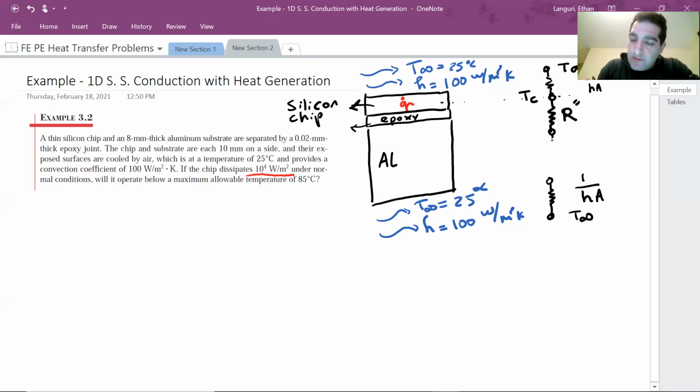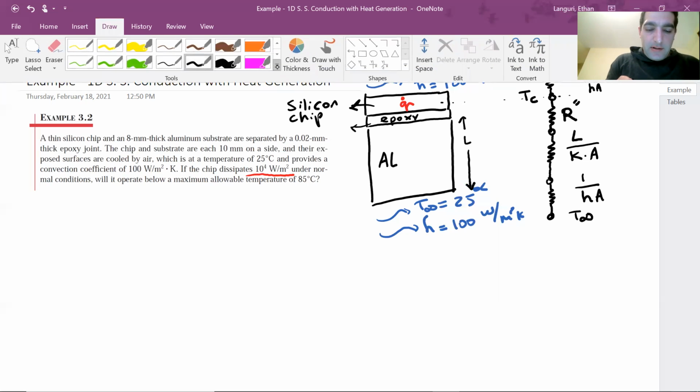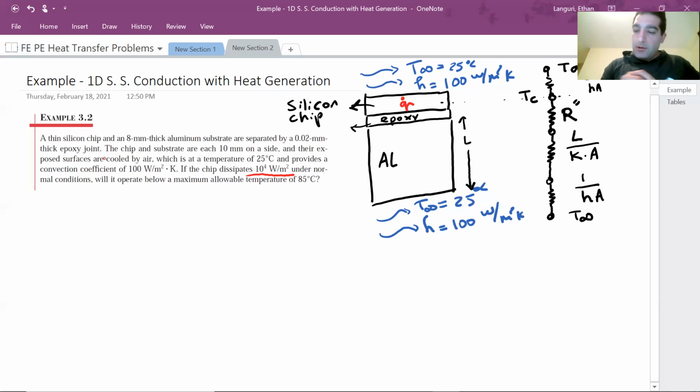Also, through the aluminum substrate we have one more resistance. And what is that? That's nothing but the thickness of the aluminum, let's call it L, divided by thermal conductivity times A. So this is my thermal resistance model. Also, I'm going to show you where heat is added.